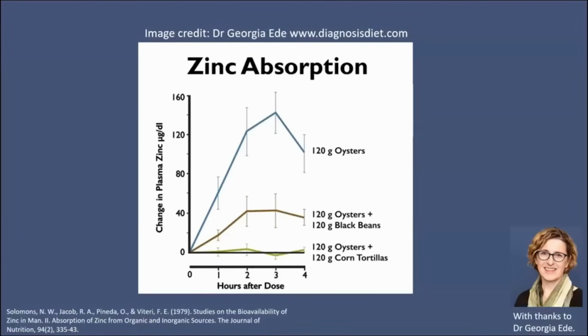But look what happened when they were given corn. The absorption of zinc reduced to all but zero. This is the effect of anti-nutrients. These are compounds typically in plant foods that bind nutrients and limit their bioavailability for human digestion.